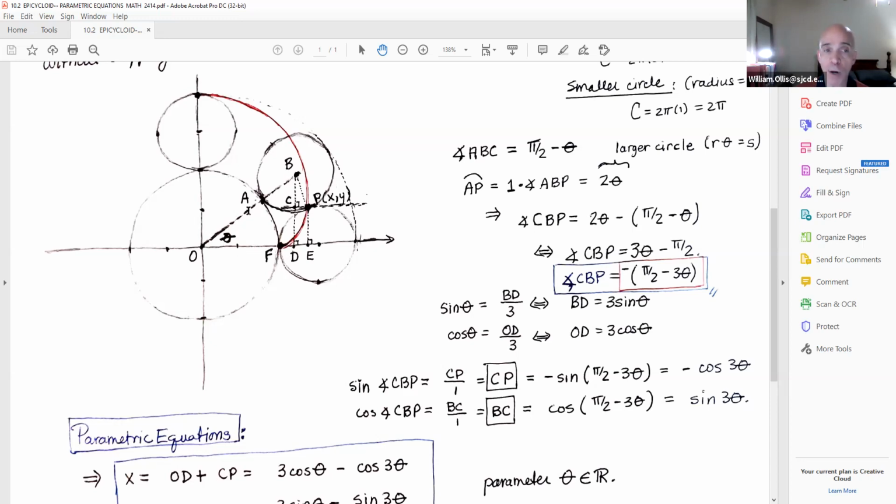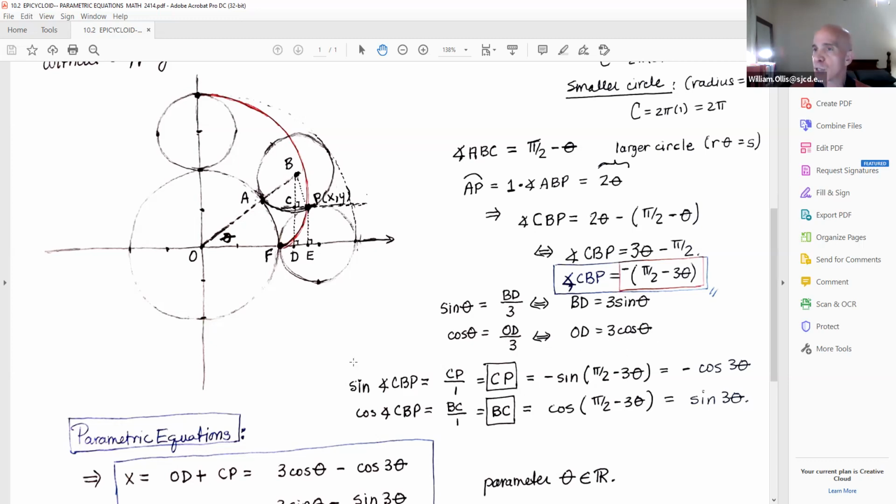So that's adjacent over hypotenuse. And so in this particular case, what we can see is we get cosine, which is OD over the hypotenuse. And notice in this particular case, this is very interesting. When we think about this, we have the hypotenuse of 3 because it extends all the way from O to B, 2 plus 1, 3. So we get OD is 3 times cosine theta.